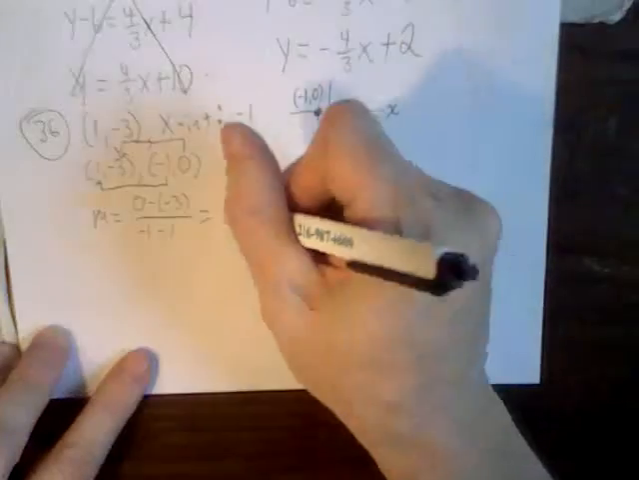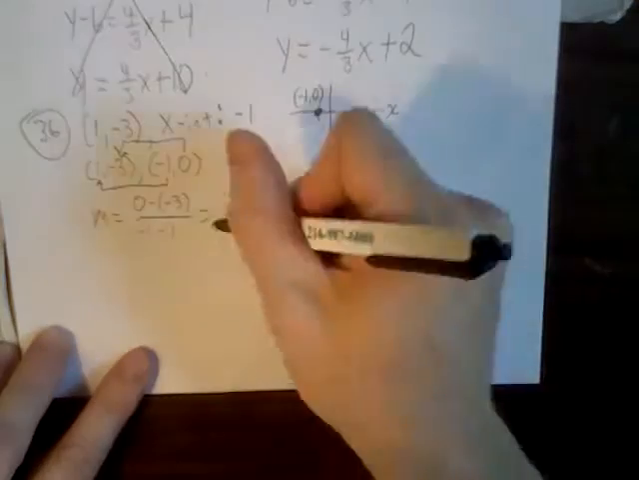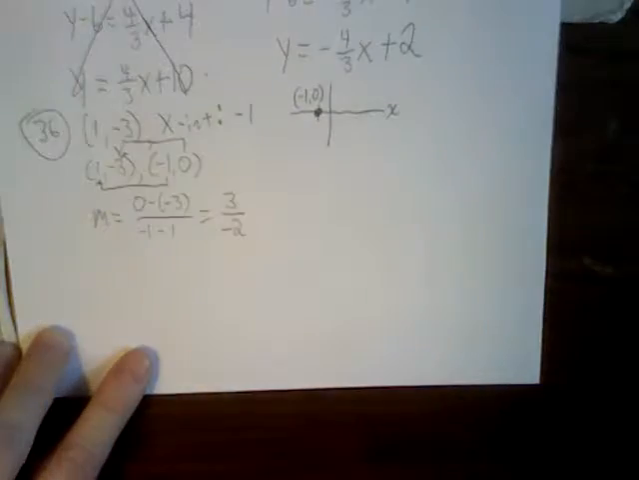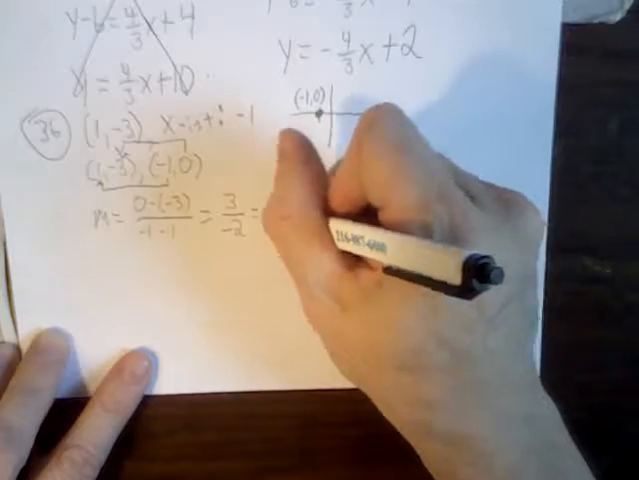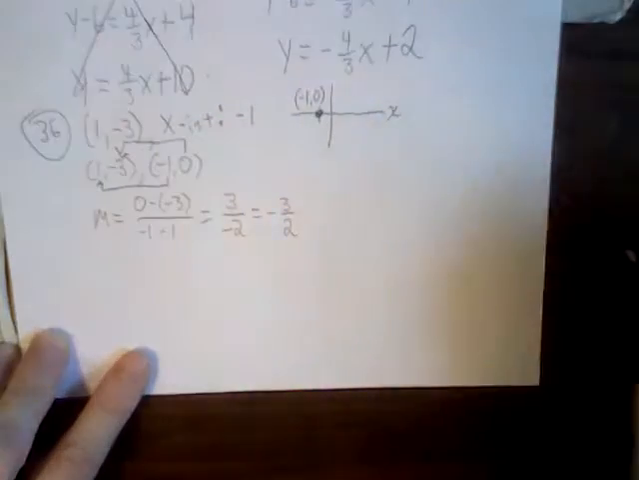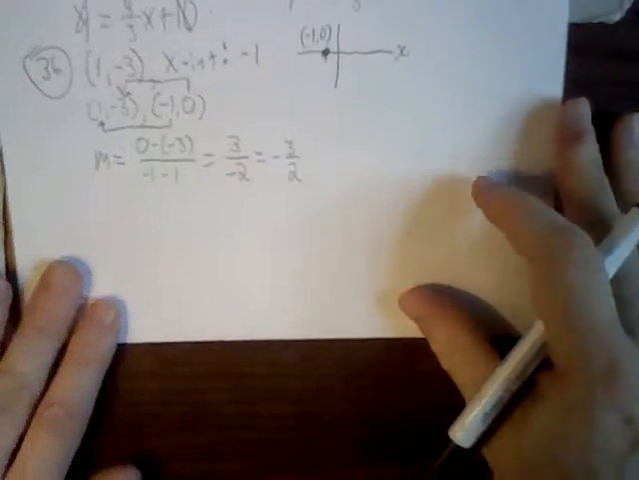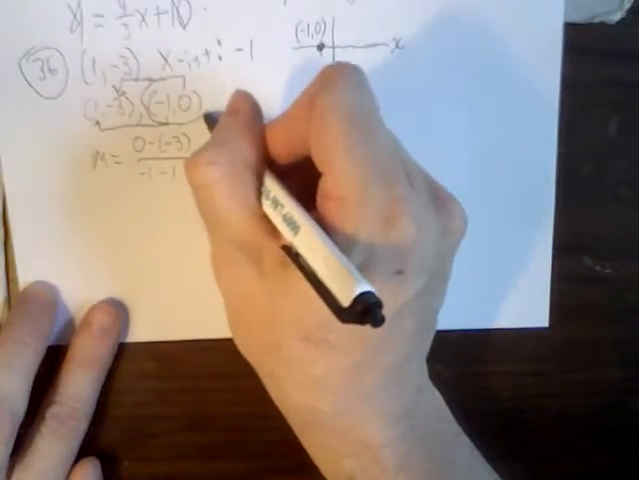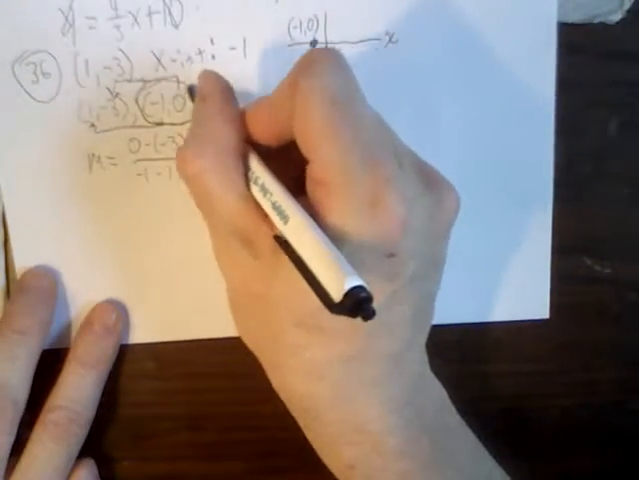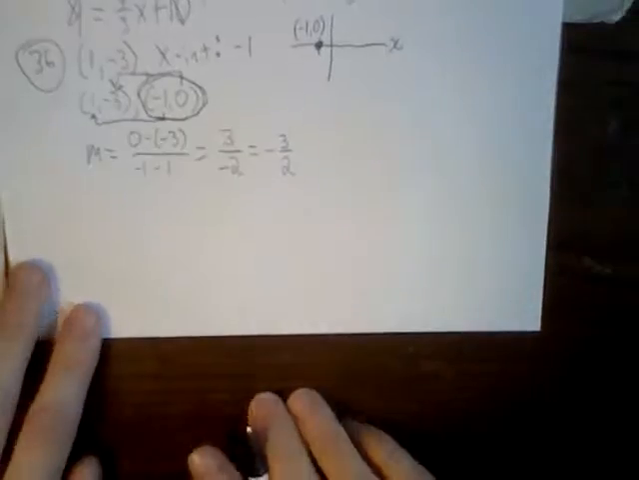0 minus negative 3 is 3. Negative 1 minus 1 is negative 2. We'll rewrite that as negative 3 halves. Okay. And then I'm going to use the second point because of the 0 it has in the second position.